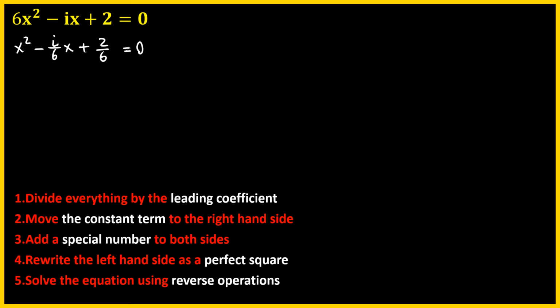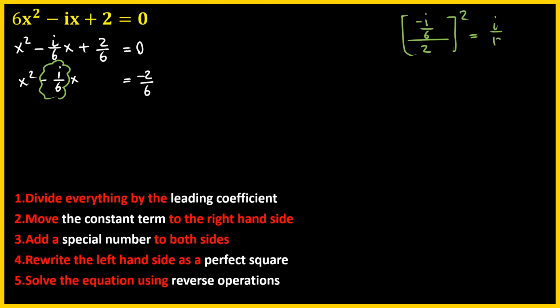0. And then we need to subtract 2 over 6 from both sides to move the constant term to the right-hand side. So we get x squared minus i over 6 times x equals negative 2 over 6. And then we need to take this number, negative i over 6, and then divide it by 2, and then square it to find our special number. So this equals (i over 12) squared, which is the same thing as negative 1 over 144. So we need to add negative 1 over 144 to both sides.